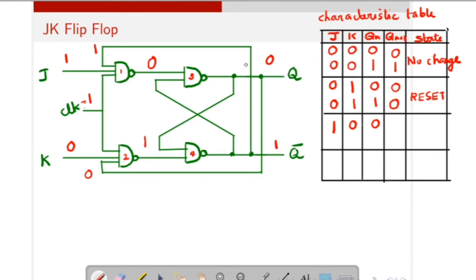So for the third NAND gate, one of the inputs is equal to 0, which means output is equal to 1. Fourth NAND gate, both inputs are 1. Then output is equal to 0. That means when J is equal to 1 and K is equal to 0, present state is 0, then next state is 1. Next we consider J is equal to 1, K is equal to 0 and present state is equal to 1. Okay, when present state is equal to 1, present state bar is equal to 0.